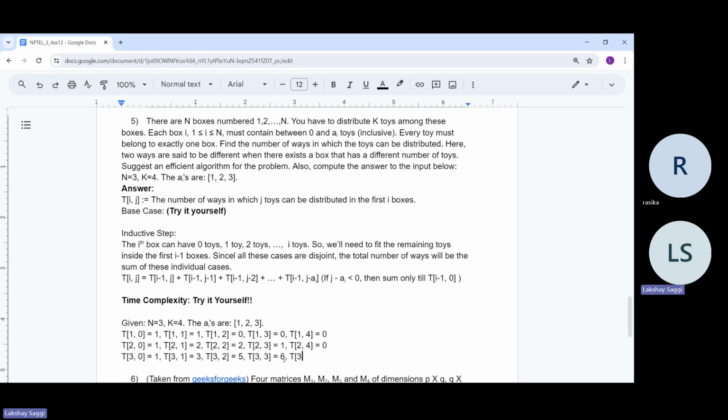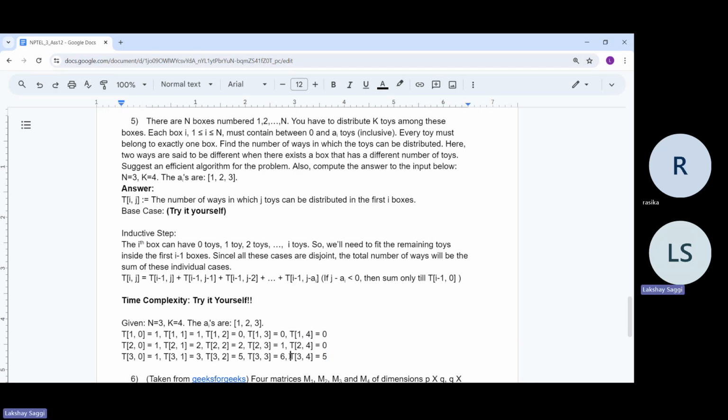And similarly t of 3 comma 4 will be what we actually want. It will be just, so this can fit a maximum of 3. The third box can fit a maximum of 3. So we'll be only taking the sum till t of 2 comma 1. Sum of these entries, which will be 1 0 plus 1 plus 2 plus 2, which will be just 5.